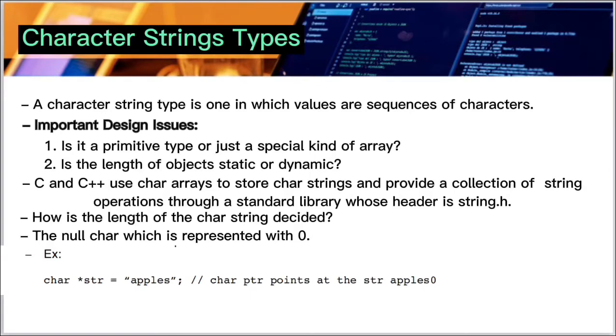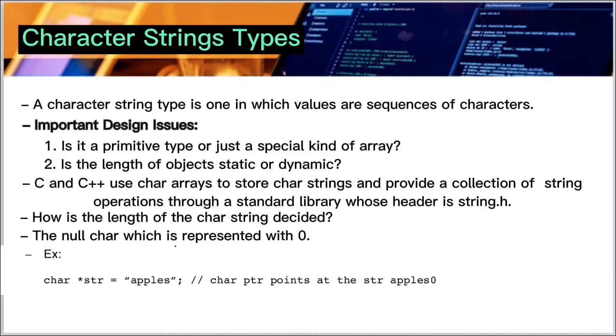A character string type is one in which values are sequences of characters. Important design issues: first, is it a primitive type or just a special kind of array? Second, is the length of objects static or dynamic? C and C++ use char arrays to store character strings and provide a collection of string operations through a standard library whose header is string.h.